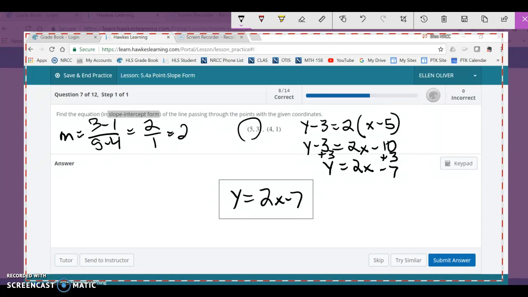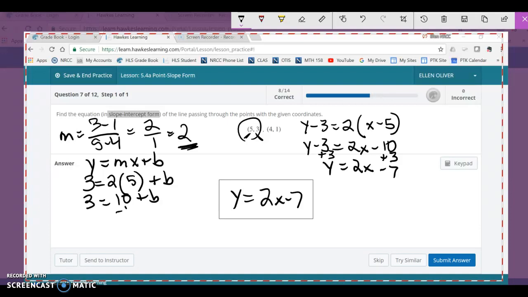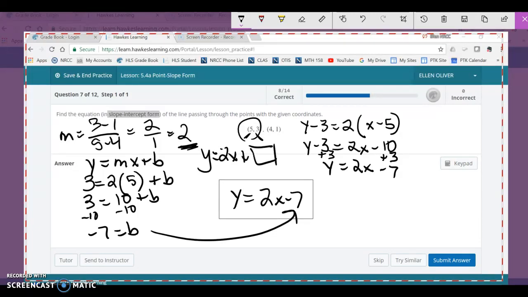but let me show you the other way to do that. I know that I am going to want it to look like this, right? And I've got m right here, and I can pick this point, and I've got an x and a y. So I can solve for b if I plug all that in. So instead of y, I'm going to plug in 3. Instead of m, I'm going to plug in 2. Instead of x, I'm going to plug in 5, and I'm solving for b. So 3 equals 10 plus b, minus 10 minus 10. So negative 7 is b. Okay? Because as soon as I know m is 2, I know it's going to look like this. Right? Positive 2. And I just need to find out what that is.